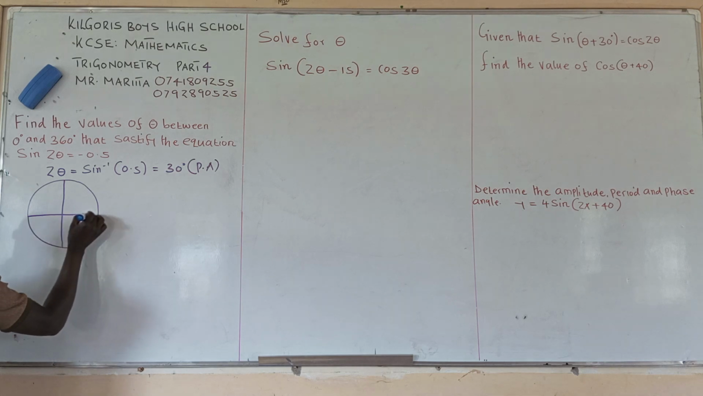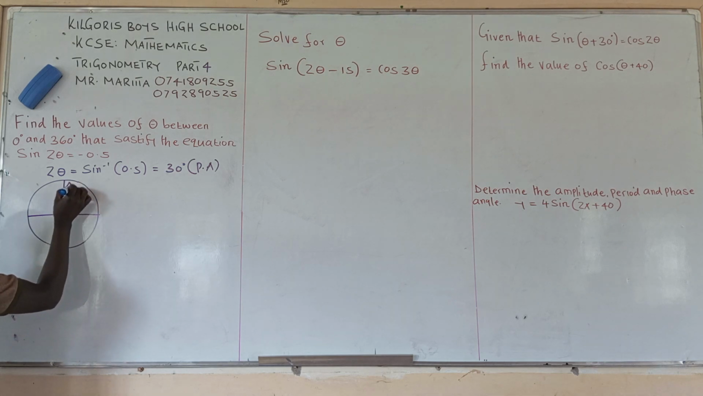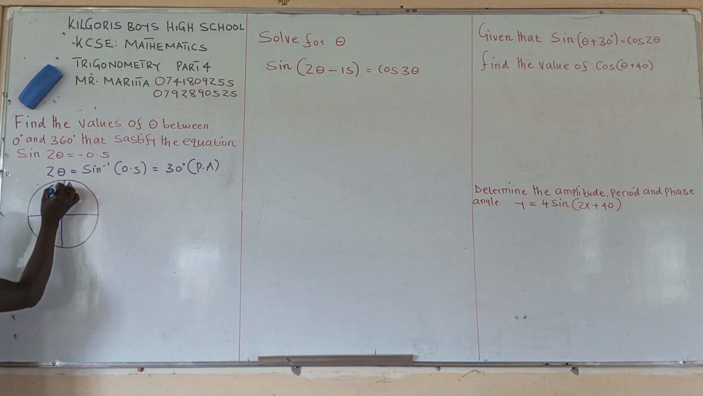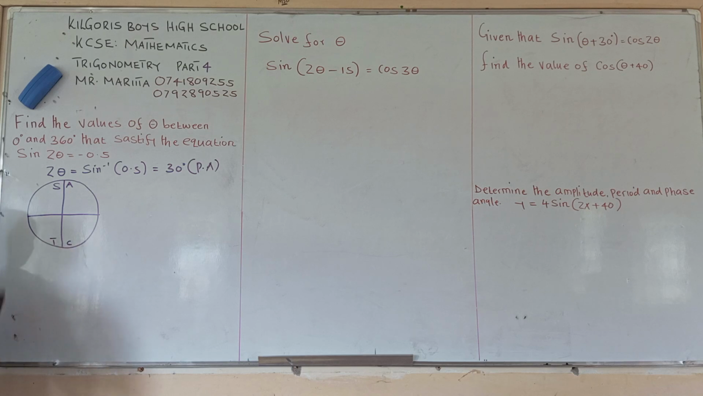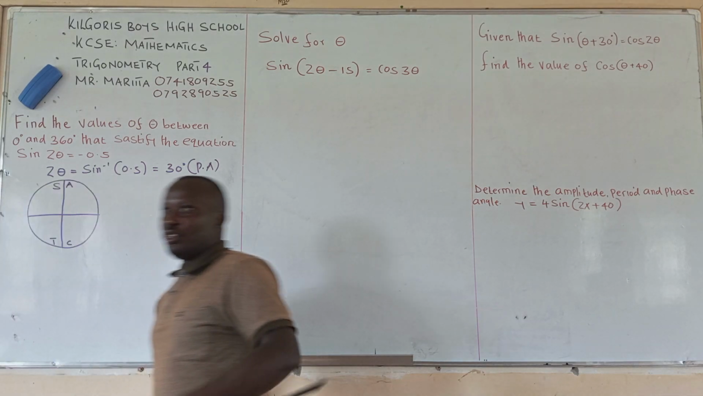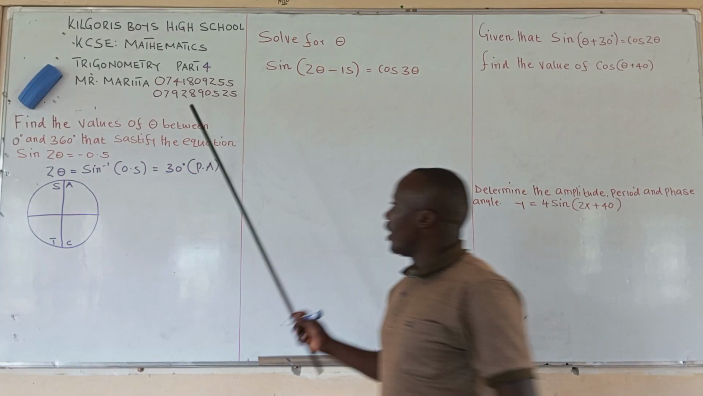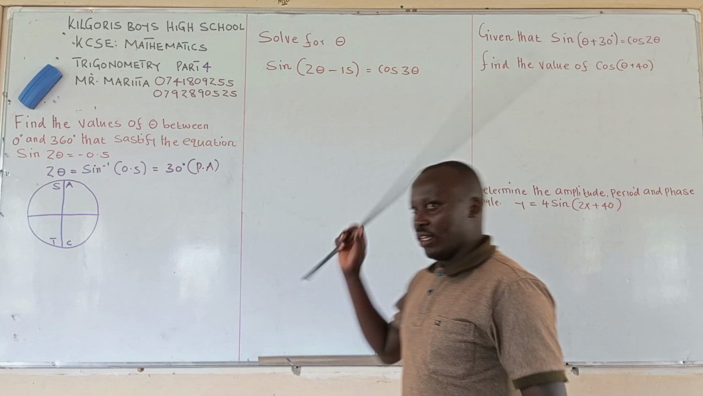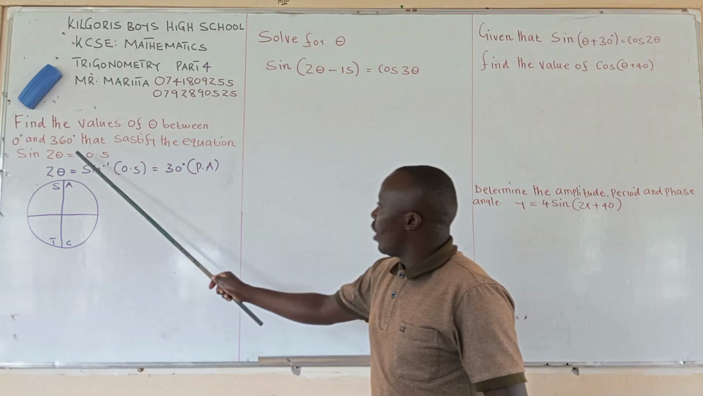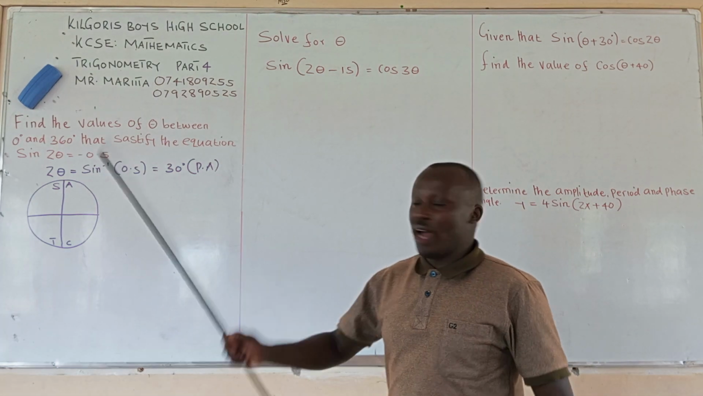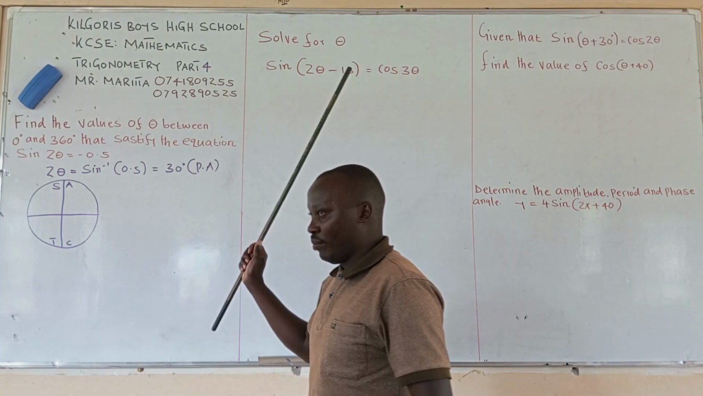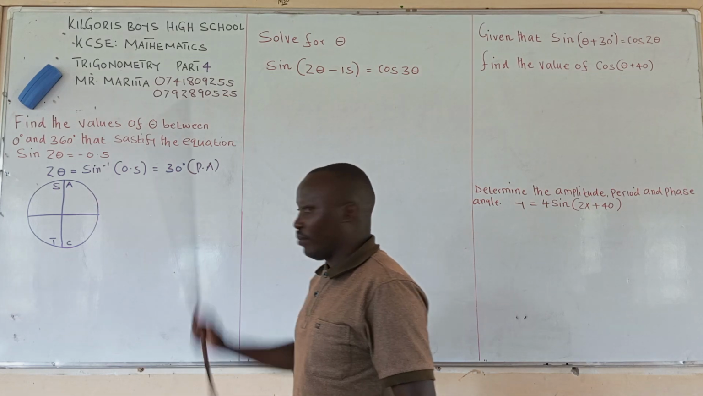In the first quadrant, all of the trigonometric ratios are positive. In the second, only the sine is positive. In the third, the tangent is positive, and in the fourth, the cosine is positive. Now, in this unit circle, we need to find where the sine is negative. Is it on the first, the second, or the third? Here in the first, all of them are positive. Here in the second, the sine is positive.